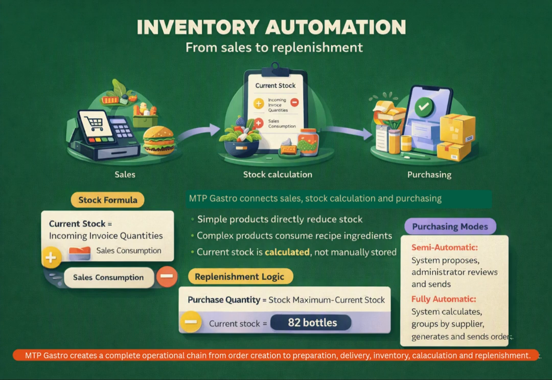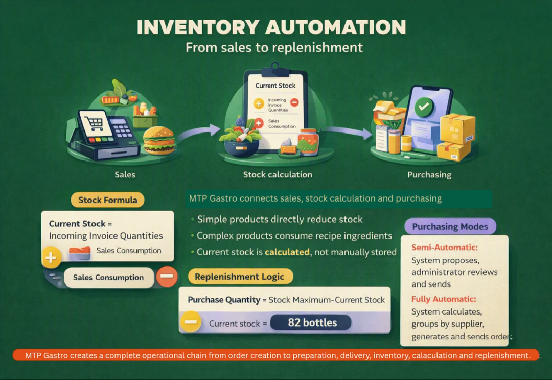MTP Gastro manages both products and ingredients centrally on the level of the MTP partner. The basic assumption is that purchasing is centralized for the entire organization, even if the partner operates multiple restaurants. Simple products such as bottled drinks are managed directly in inventory. Complex products work differently. A complex product consists of 1 or more ingredients defined in a recipe. When a complex product is sold, the system does not deduct the product itself from inventory. Instead, it automatically deducts the corresponding quantities of each ingredient defined in the recipe.